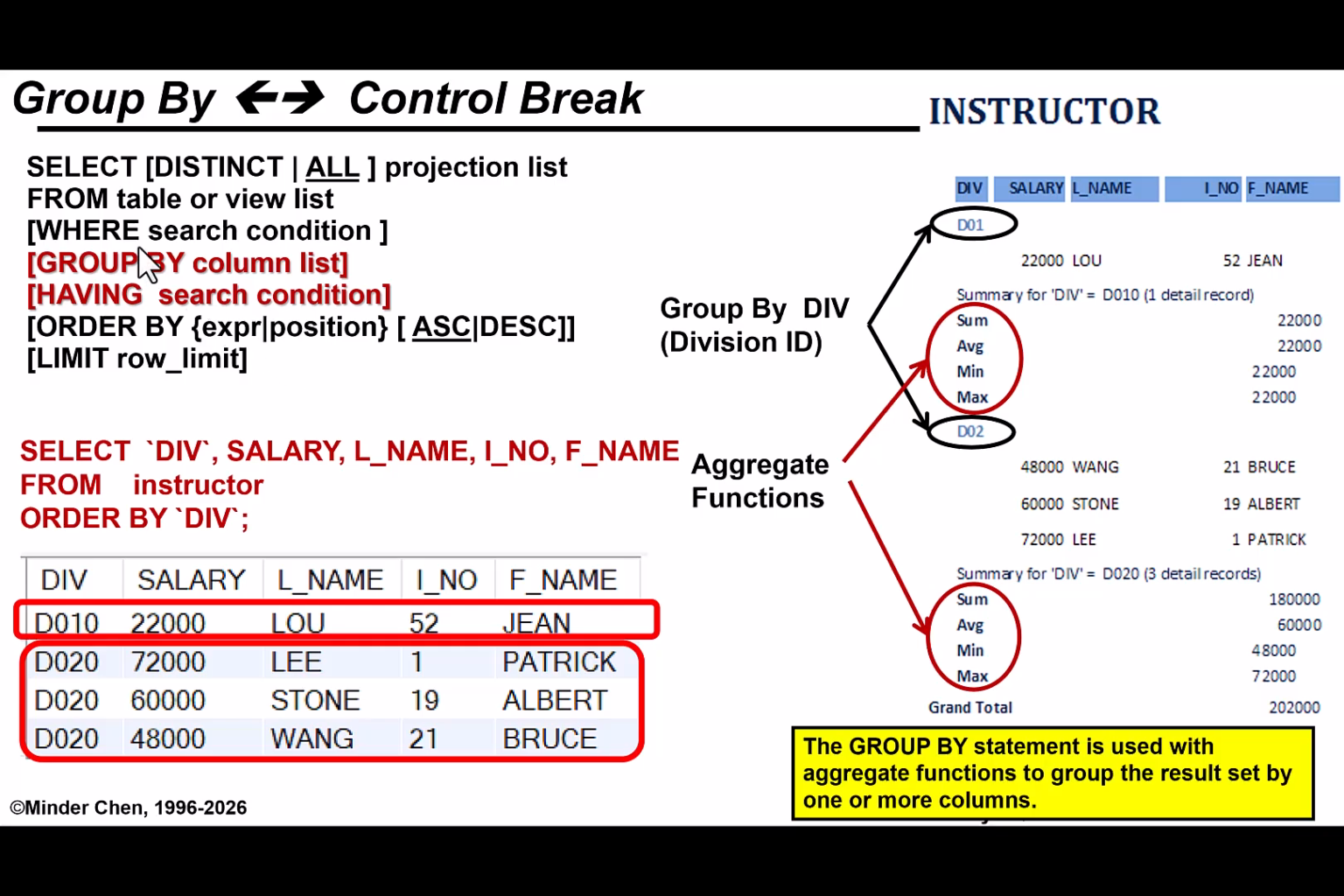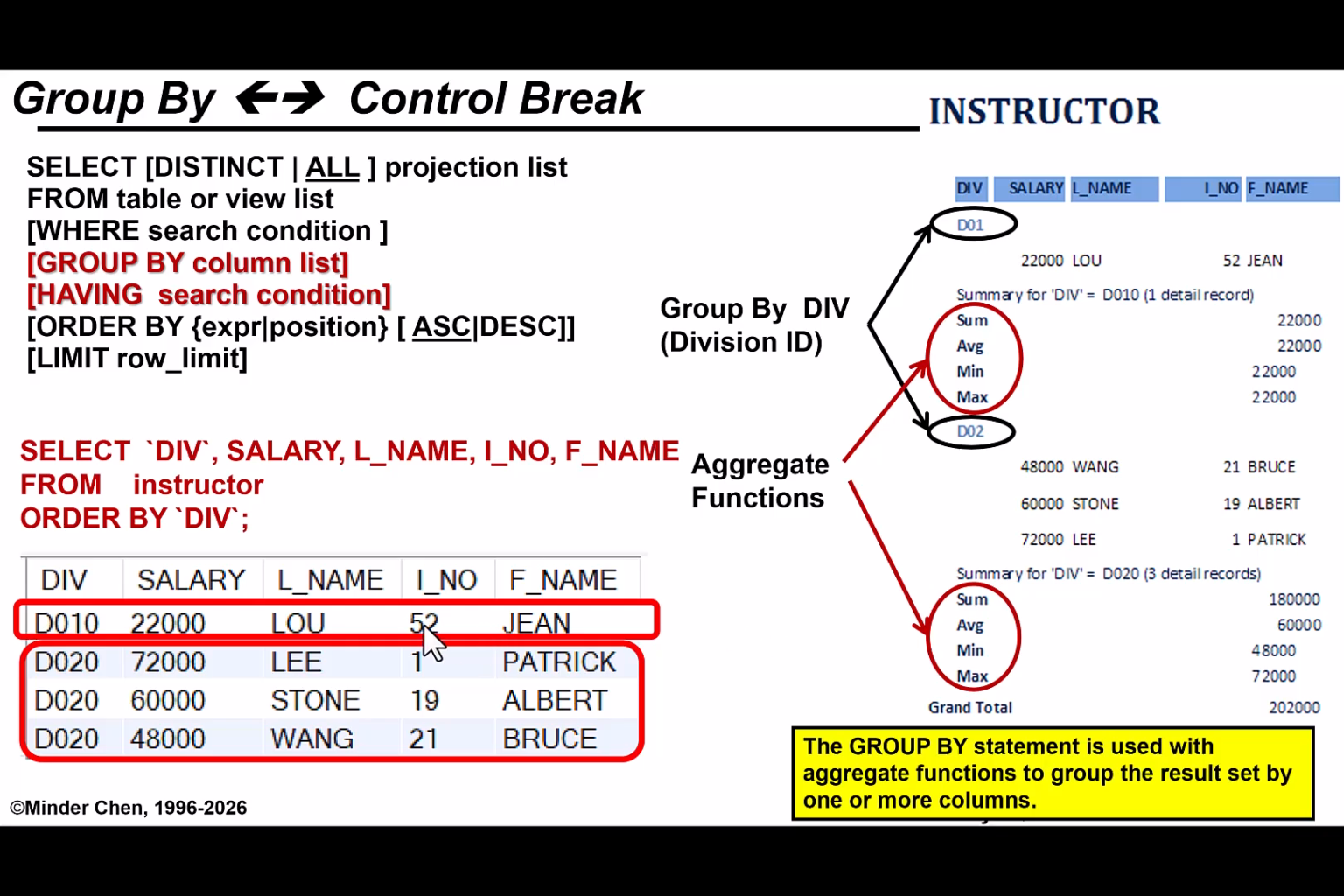And so far we have covered part of the big six, which is the select clause, from clause, where clause, and order by clause. The remaining two are group by and having. So we're going to tackle these two clauses in the SQL select statement in this lecture.